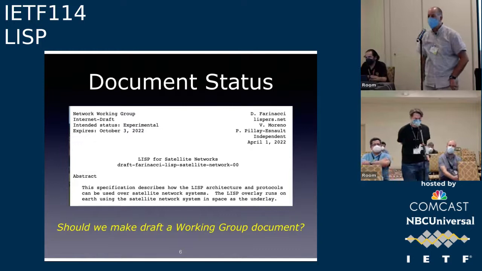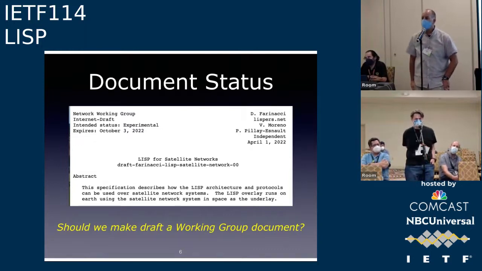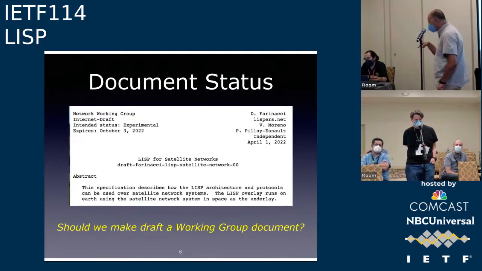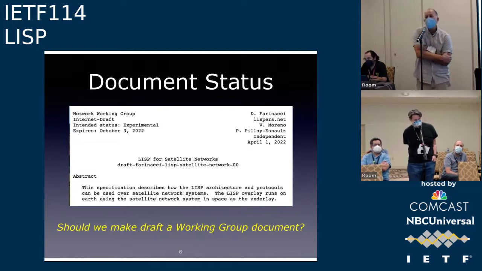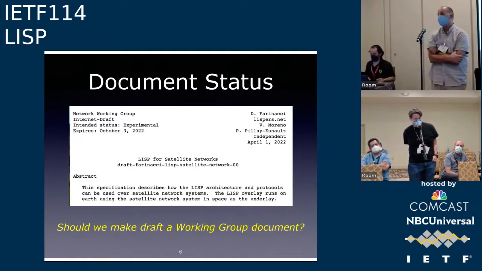Eric Klein, Elyria. Forgive me, I'm not a terribly well-versed Lisp person. Is there a presumption that the GS XTRs have some terrestrial control plane connectivity all the time, or is it possible that they may only have control plane connectivity over the orbital domain? And if so, does that have implications for the control plane reliability?